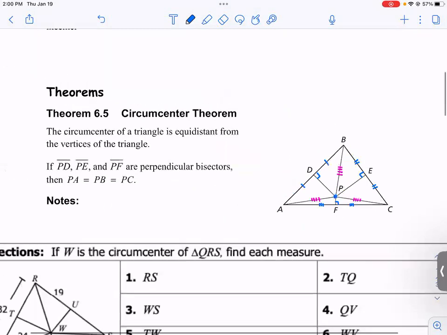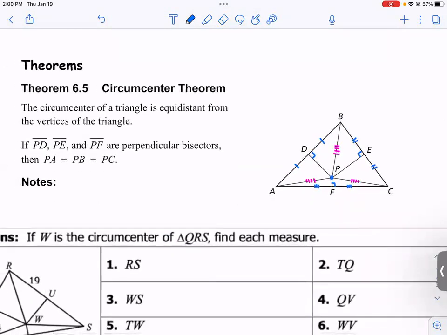The circumcenter is equidistant from the vertices. That's what this theorem is. So PB, PC, and PA all have the same distance. They are equidistant. When we have perpendicular bisectors, they intersect at a point. We call it the circumcenter. And that point has the same distance to all of our vertex points.